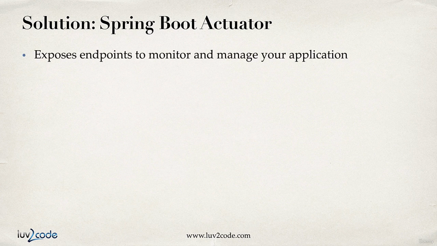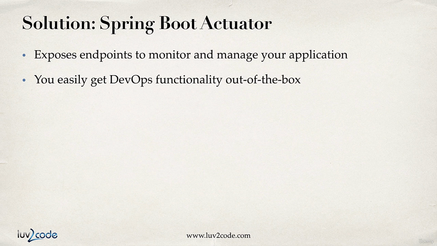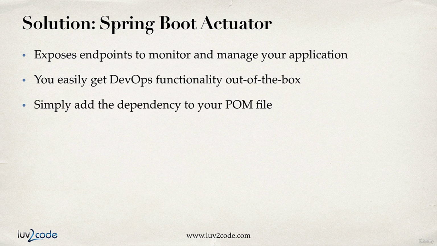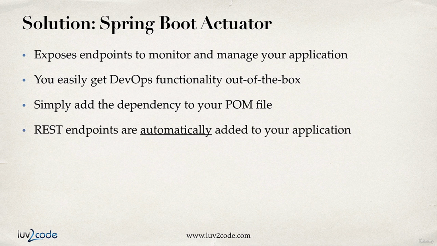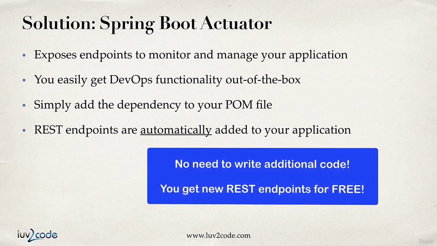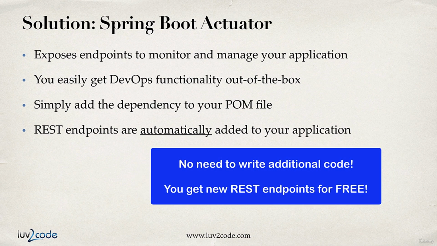The Spring Boot actuator exposes endpoints for you to monitor and manage your application. So you easily get the DevOps functionality out of the box. You simply add the dependency to your Maven POM file, and then these REST endpoints are automatically added to your application. The nice thing about it is that there's no need to write additional code. You get these new REST endpoints for free. And I like free stuff, so this is pretty cool.